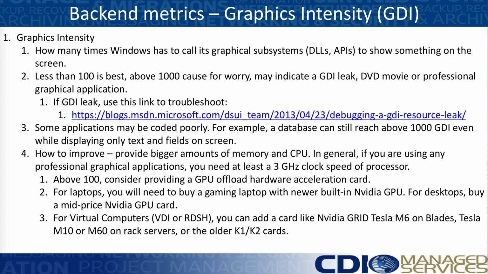If you have above 1,000, that may indicate either a GDI leak or the fact that you're running something like a DVD movie, or a professional graphical application like Photoshop or AutoCAD. Okay. If you have a GDI leak, there's a link on the screen. You could try to troubleshoot it through that link.